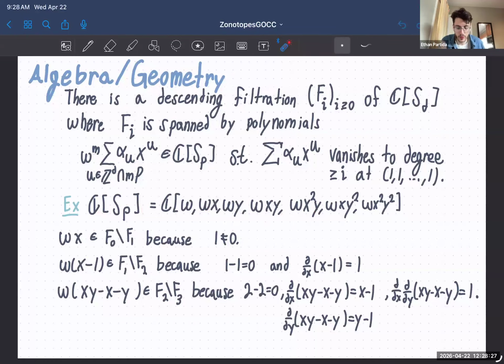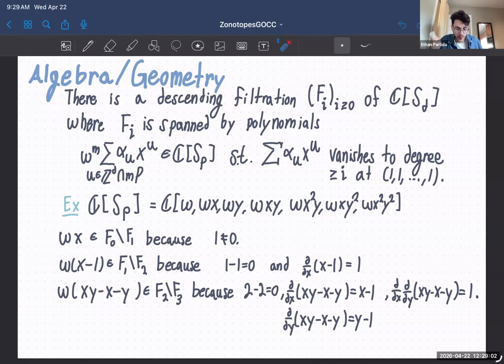So I write out this semigroup algebra that we had before. Maybe a good one to pay attention to is this middle example I have here. I claim that wx minus w, which is definitely in the semigroup algebra, is in the subspace F of 1, but it's not in F of 2. How do we check it's in F of 1? Well, we should check that once I set x equal to 1 and y equal to 1, this polynomial vanishes. And it does, because 1 minus 1 is 0. So when I plug in x equals 1, this thing is 0.